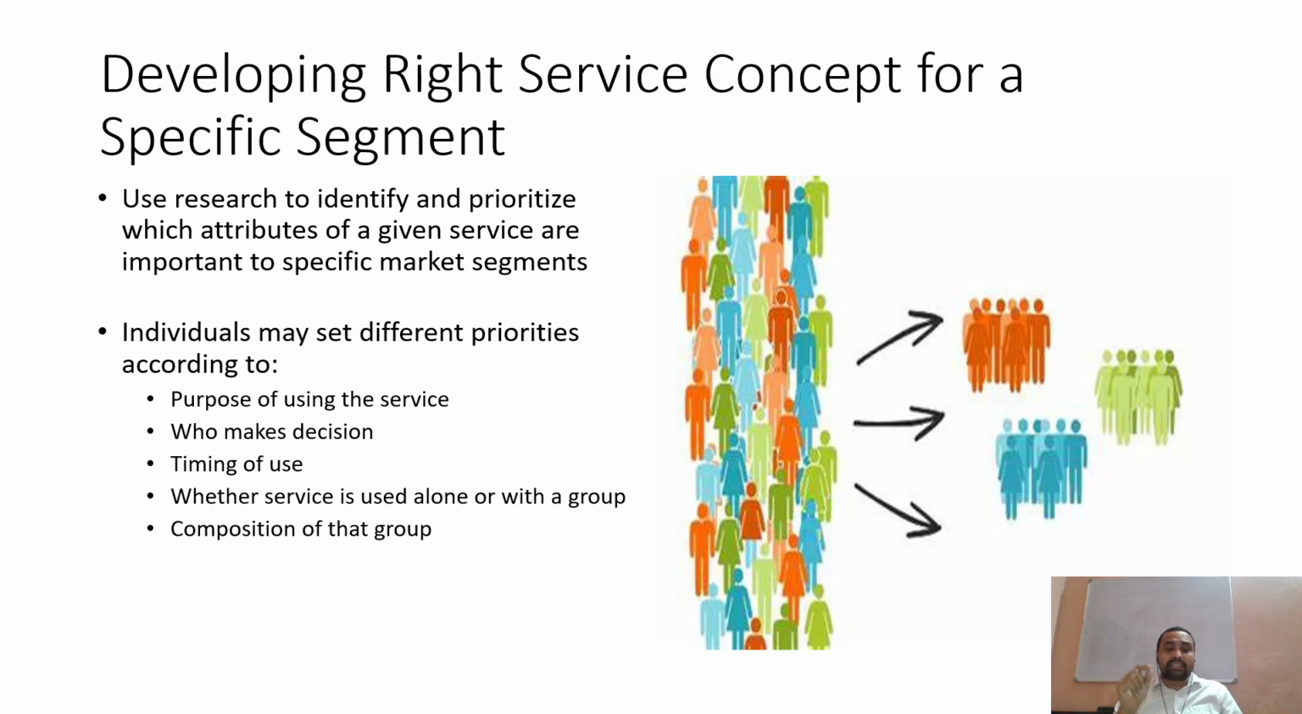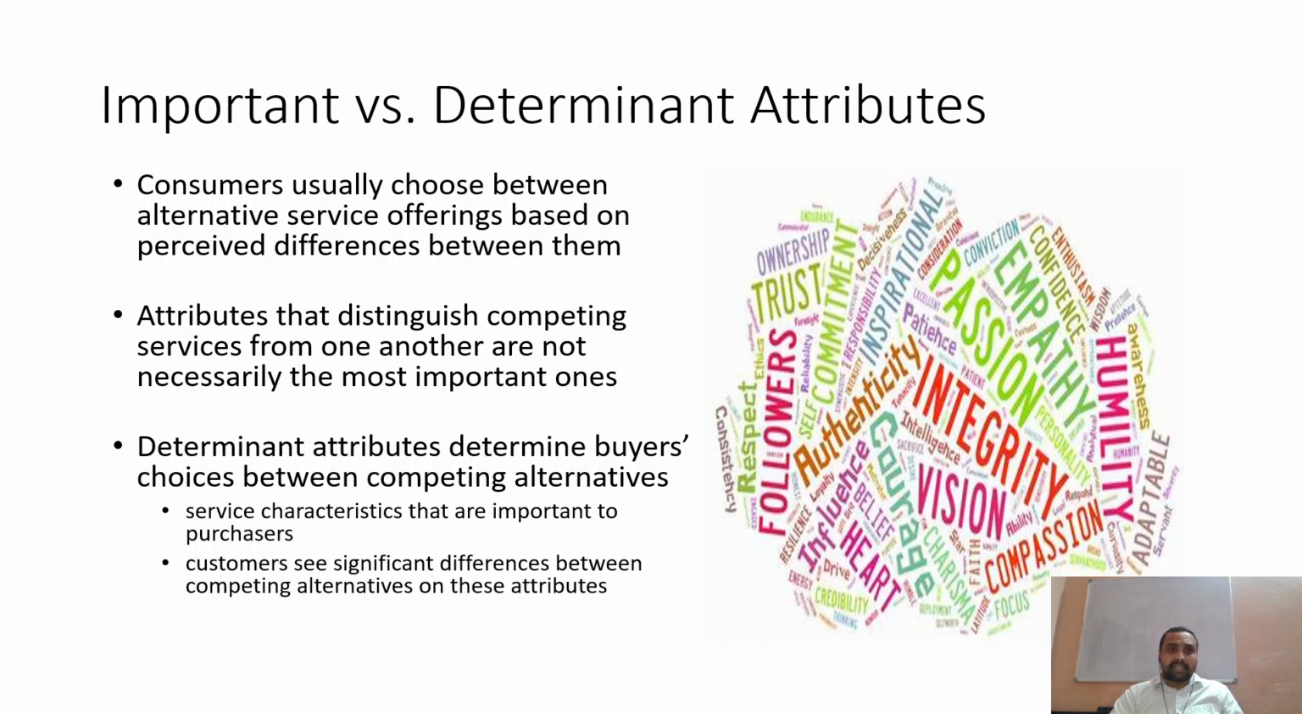Whether the service is used alone or with a group. If I'm going alone, I would be happy to stay in a dormitory probably or in a hostel. But if I'm traveling with my family, I would require much better amenities. And then again, the composition of that group is also important. If we have a group of only men, probably our decision making would differ. But if the group consists of both men and women, males and females, then the decision making criteria would change. Fine. Likewise, now let us understand what important versus determinant attributes are.